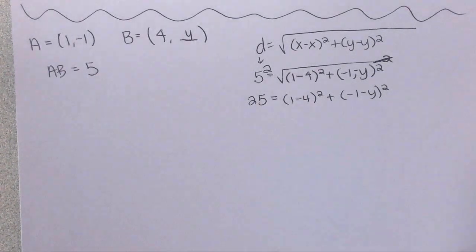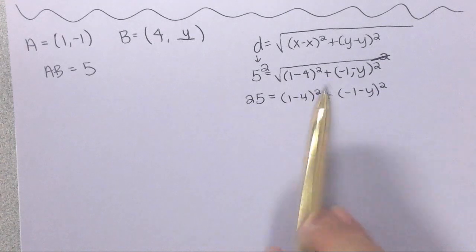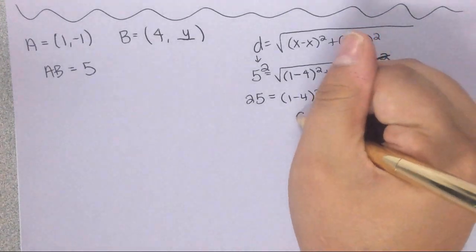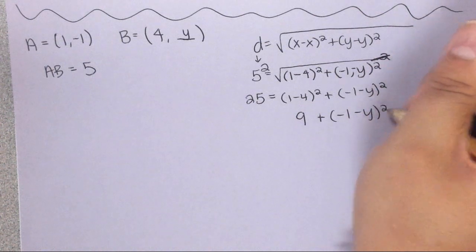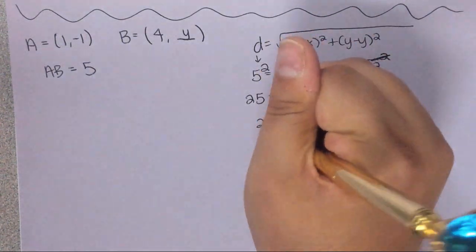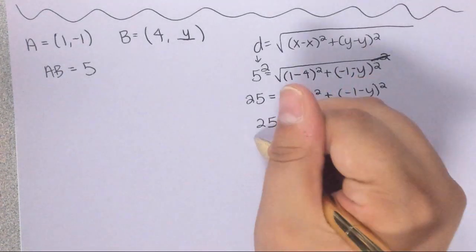What's 1 minus 4? I'm going to do this in one step instead of showing both. It's negative 3, right? What's negative 3 squared? Are y'all cool with me not showing it all? Yeah. Okay. Now how do I find y? Move the 9 over.